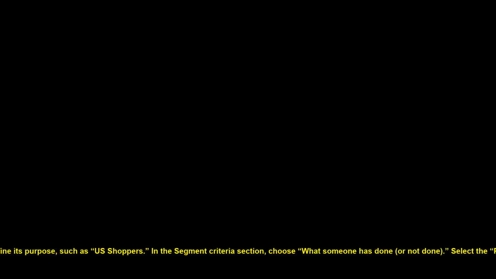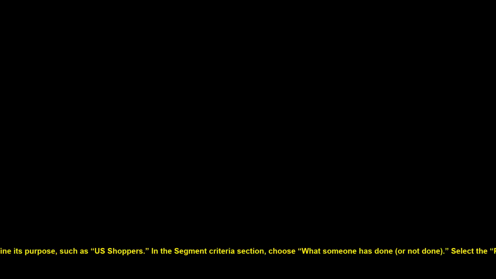Navigate to the Lists and Segments tab on the left sidebar. Click on the Create List/Segment button at the top right corner. Select Segment from the drop-down menu. Name your segment to clearly define its purpose, such as US shoppers.